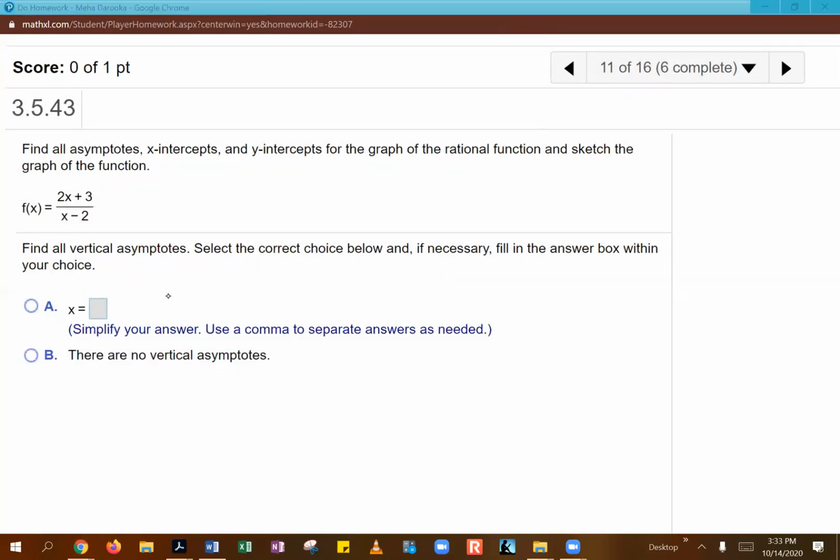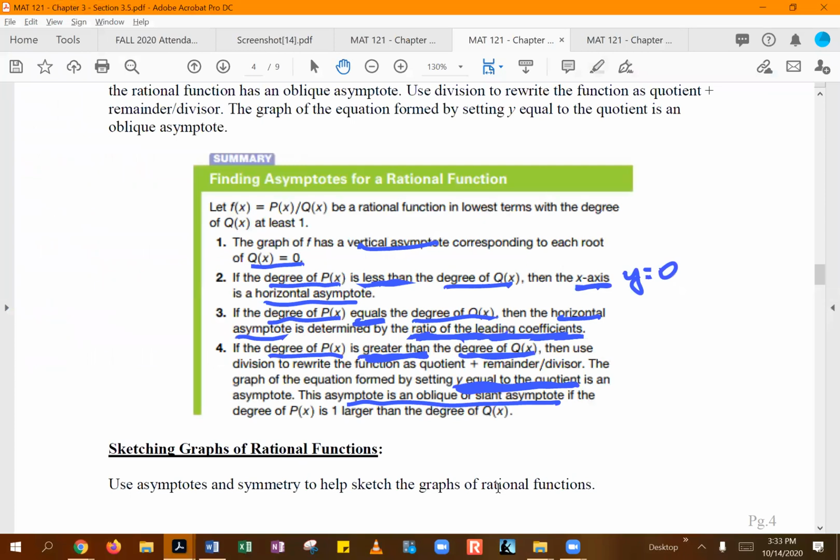This one here, you can see how the degree is the same in the numerator and denominator. So this is where rule 3 kicks in, that you take the ratio of your leading coefficients.